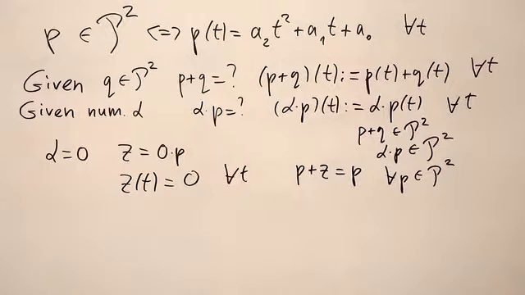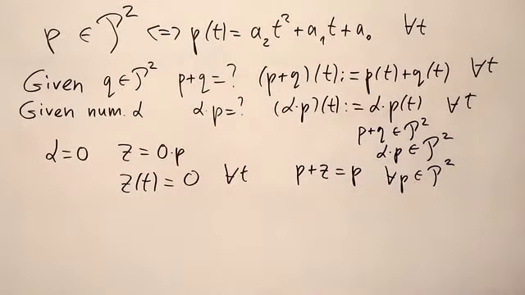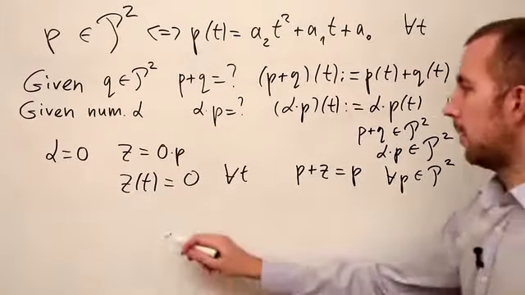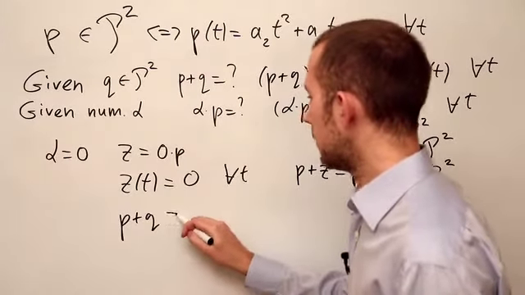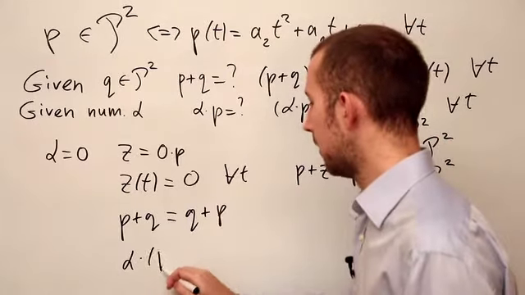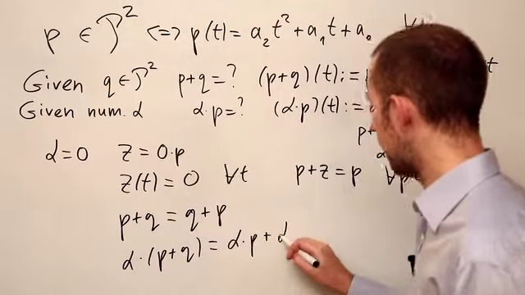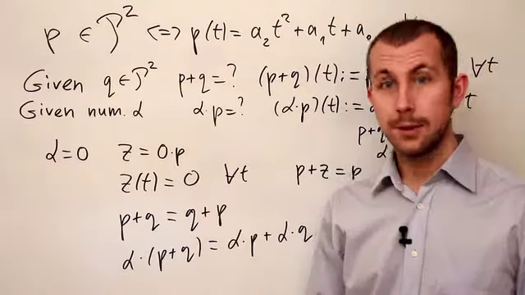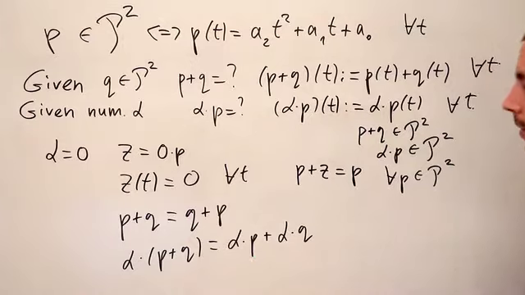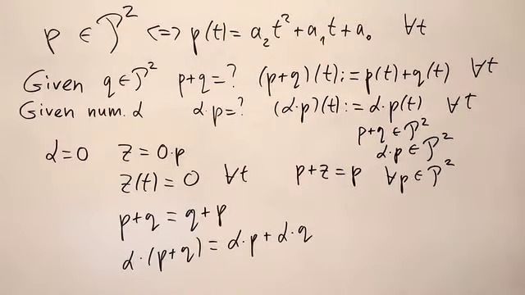The last but not the least is that our operations of sum and multiplication by a number satisfy all the natural rules which hold for the standard vectors. For example, p plus q is the same as q plus p, and alpha times (p plus q) is equal to alpha times p plus alpha times q. Thanks to the rules like this, polynomials are similar to vectors with respect to operations of sum and multiplication by a number, and this makes P2 a linear space.